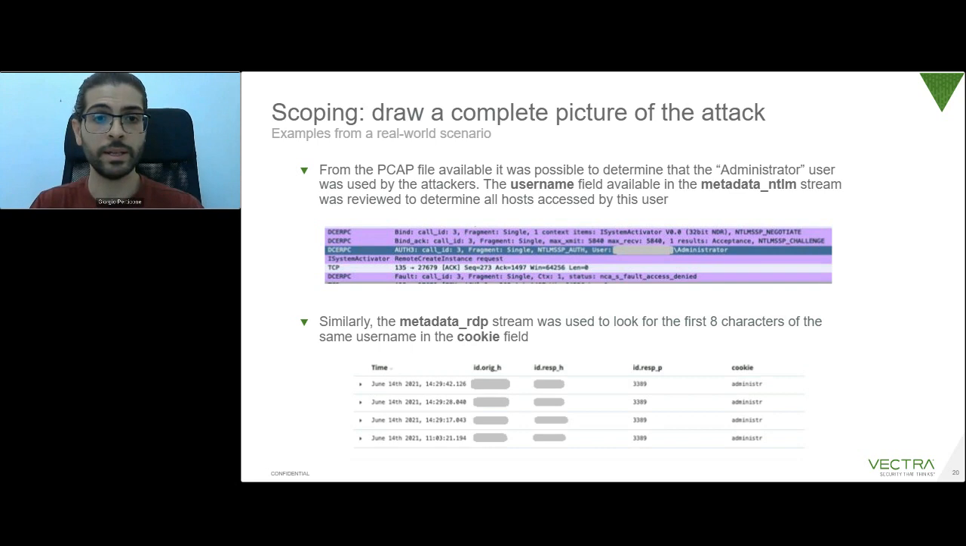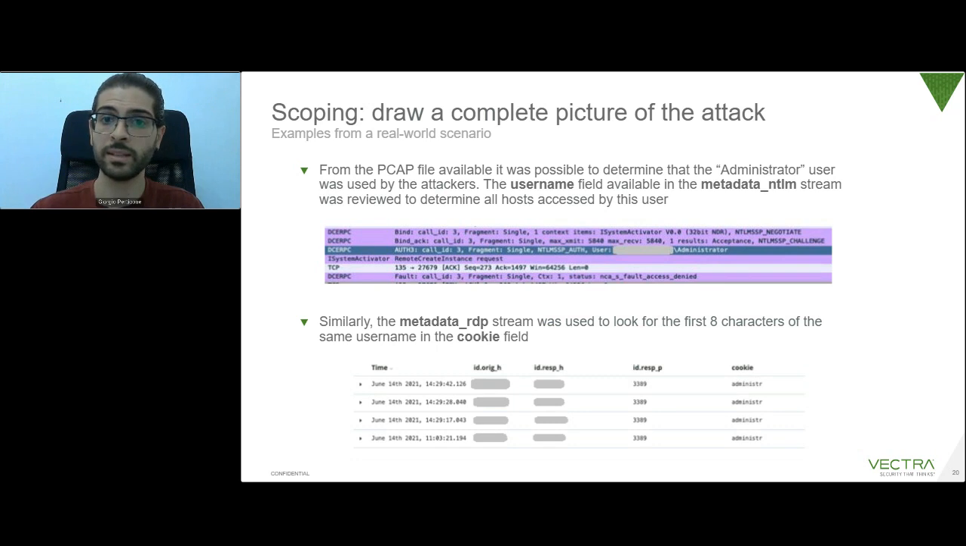So in that case, we took that username and looked into the metadata and TLM stream of Recall, using the username field for the value administrator. Again, any host that authenticated with that username could be collected and inserted in the list of compromised hosts.